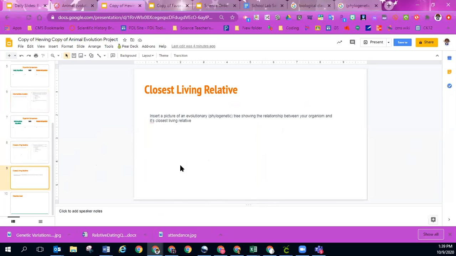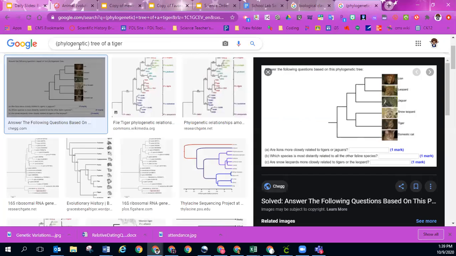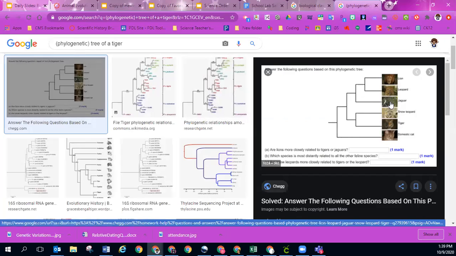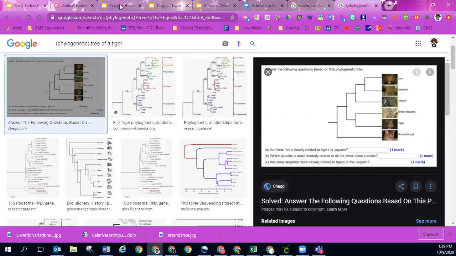You're also going to find an evolutionary or phylogenetic tree that shows the relationship between your organism and its closest living relative. So I literally just Googled phylogenetic tree of a tiger and I got an image. And so it shows us that the lion, leopard, jaguar, snow leopard, tiger, and a cat are all related to each other. However, the closest relative to a tiger is a snow leopard. So this is what I would put in there, and I would type the snow leopard.